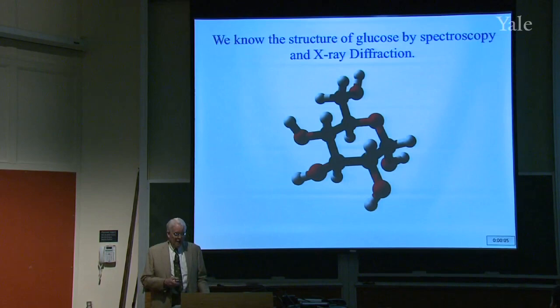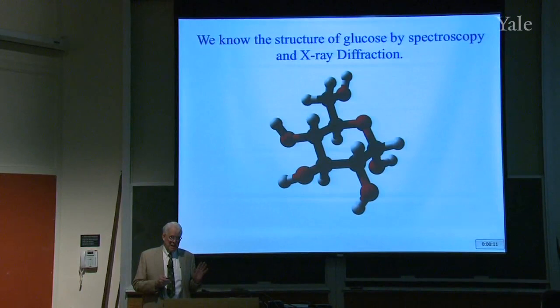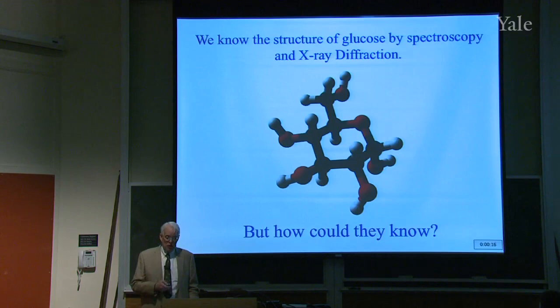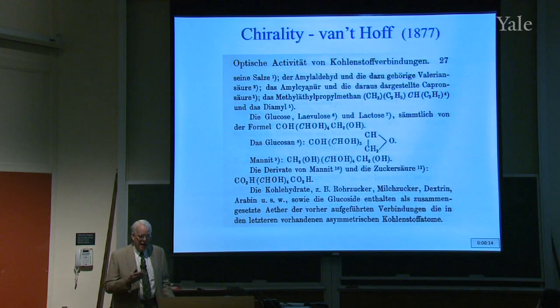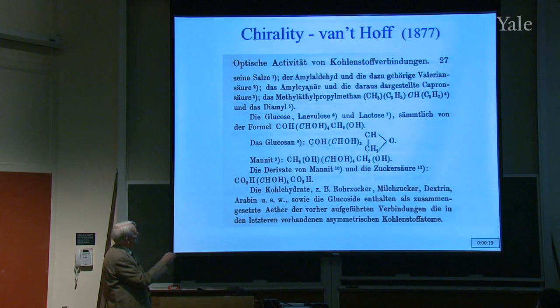But the interesting thing, and what got a Nobel Prize, was not this. It was, how did they know? How could they figure out what the structure of glucose was? Well, a lot of sugars were known in the last half of the 19th century. When Van 't Hoff wrote the German version of his book in 1877, he mentioned a lot of sugars as optically active. For example, here he cites glucose. He also cites levulose. And in fact, those both come from sucrose.